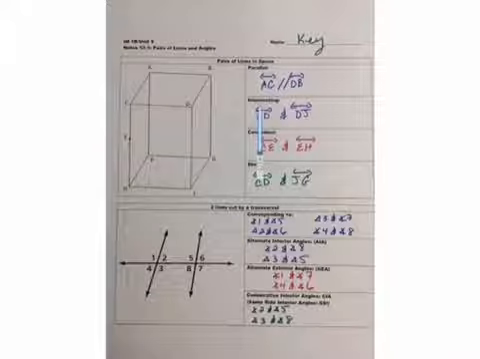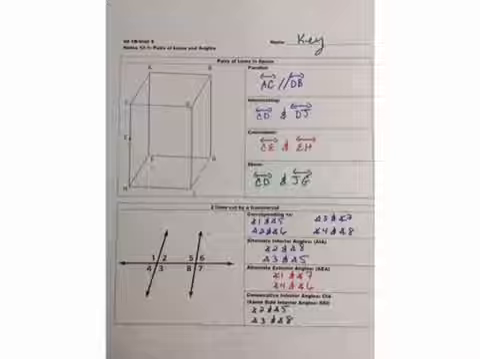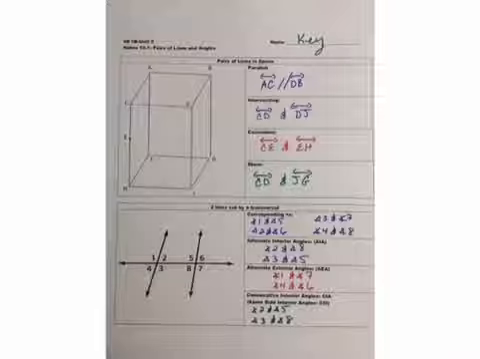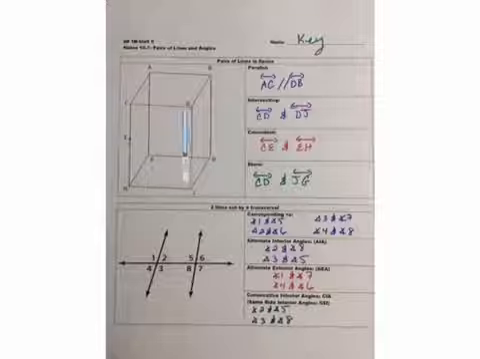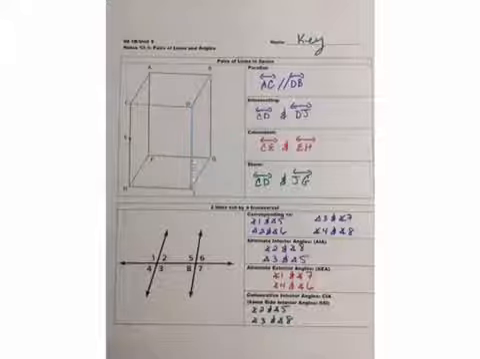All right, so intersecting lines. They have to have a point in common, one single point. So I said line CD and line DJ. They're going different directions, and the only point they have in common is D.